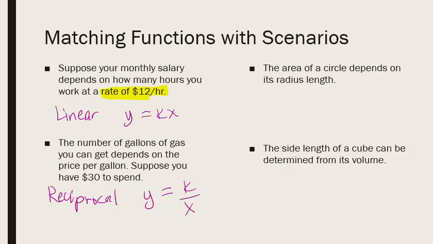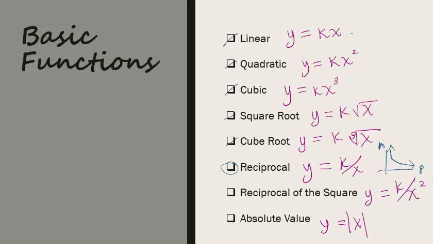Next, the area of a circle depends on its radius length. If we just know the relationship between radius and area in a circle, it's this formula, A equals pi r squared. And we look at the operation on the variable, which is a square, then hopefully we can tell that a quadratic function would be best.